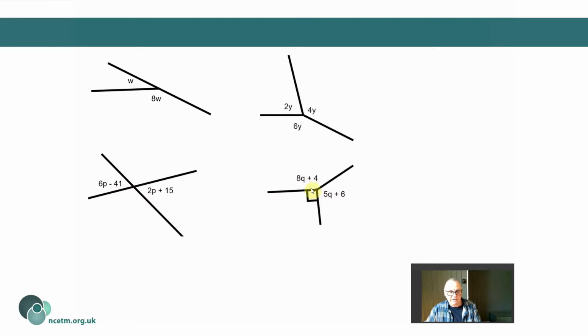Some would see this as 13q + 10 = 270. Others would write 8q + 4 + 5q + 6 + 90 = 360. So just giving them an opportunity to see different ways of doing it. Okay, neither of them are right or wrong. We've just got slightly more precise ways of doing it.